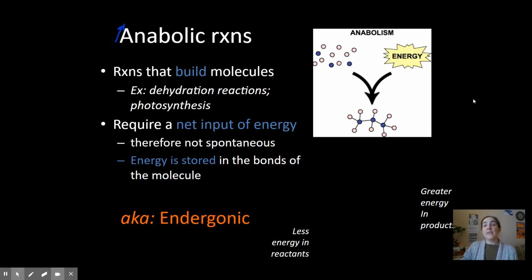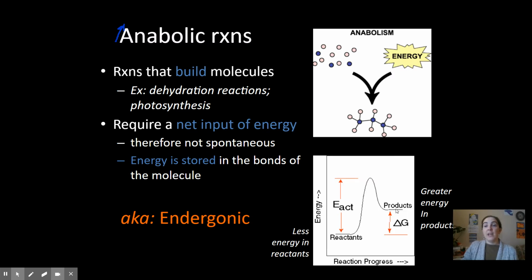These are examples of endergonic reactions, where energy is going into the molecule. And we saw this diagram yesterday. So in endergonic reactions, the amount of energy stored in chemical bonds is increasing, which means delta G, that change in the free or available energy, is greater than 0, is a positive number for these types of reactions.